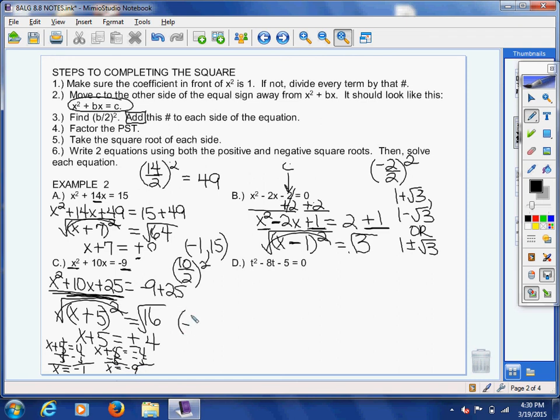Okay? So there's your two x-intercepts right here. Those are your zeros, negative 1 and negative 9 for that particular problem.